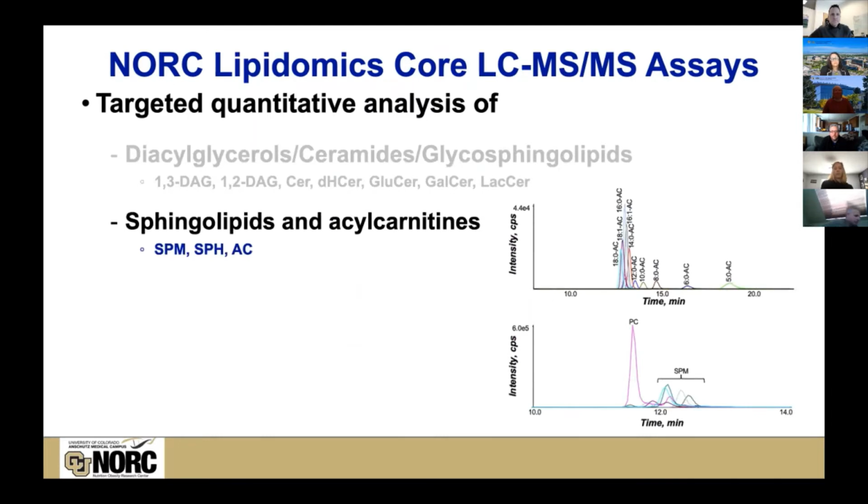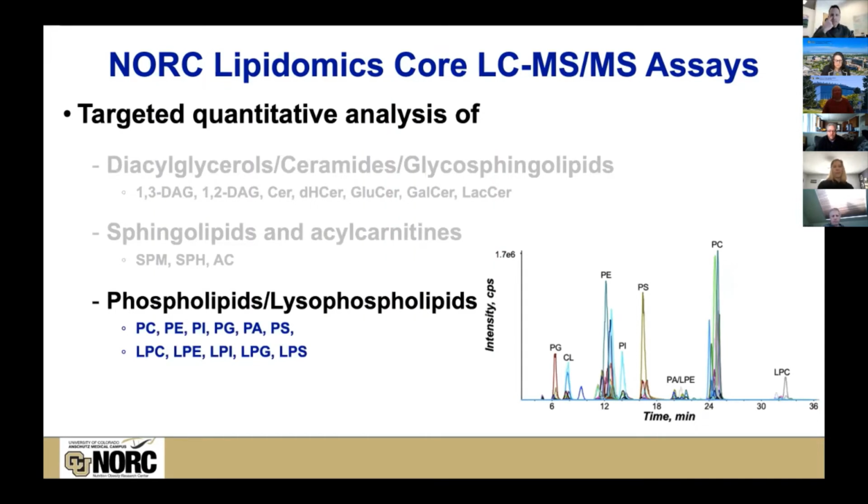Our second platform we call the polar platform. This looks at sphingolipids as well as acylcarnitines. So we look at sphingomyelin, sphingosine, and acylcarnitines. For our acylcarnitine analysis, we go between 5 and 18 carbon chain lengths, and that's shown in this chromatogram here. And then for sphingomyelins, they're very similar in mass as well as mass spectrometric characteristics. So we can separate the sphingomyelins from the PC chromatographically, and so we know that we're looking at sphingomyelins in your sample.